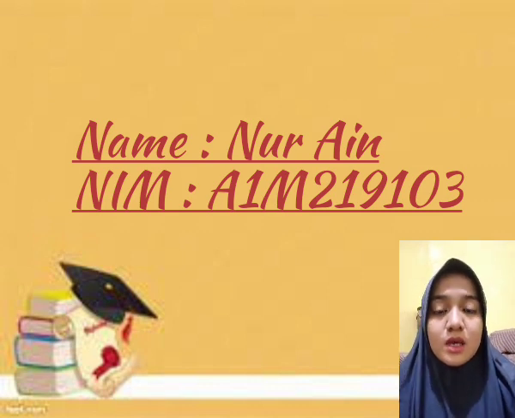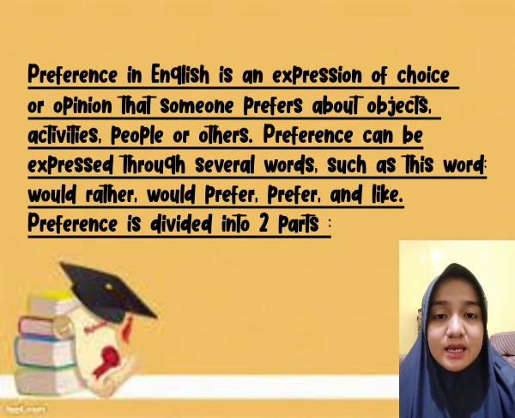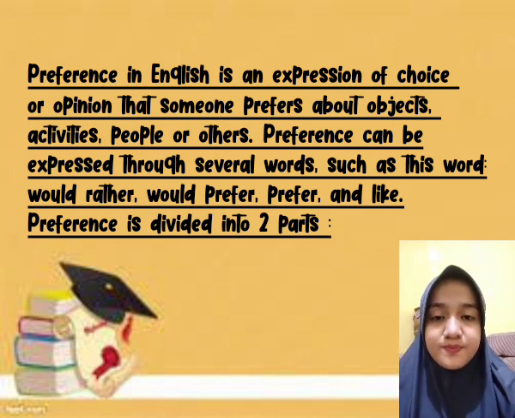A1M29103. So today I will explain the material about preference. Preference in English is an expression of choice or opinion that someone prefers about an object, activity, people, or others. Preference can be expressed through several words, such as this word.